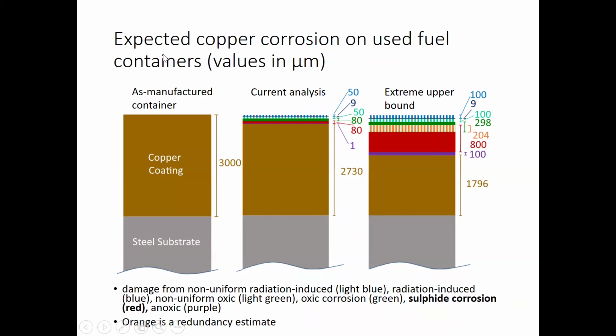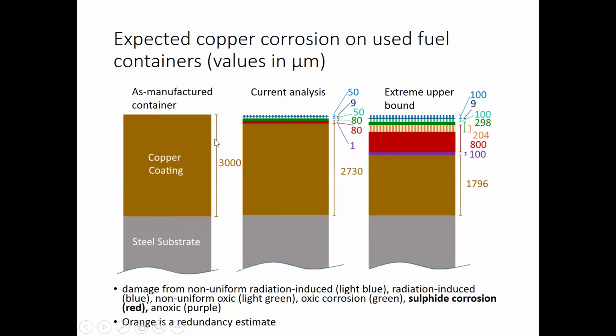So before we get into that, I want to give you a perspective on what we've talked about so far, and then put the emphasis on sulfide in a little bit of context compared to these other forms of corrosion. So what I'm showing you here are 3 diagrams, one for each of the scenarios. So the copper coating on a steel substrate, this would be as manufactured.